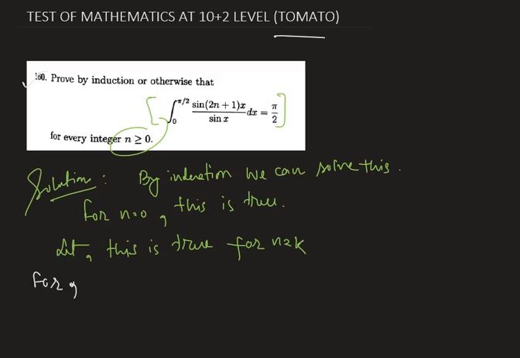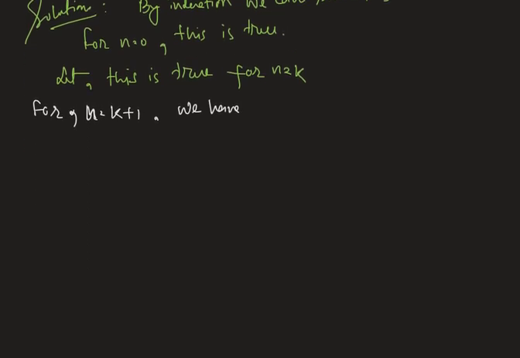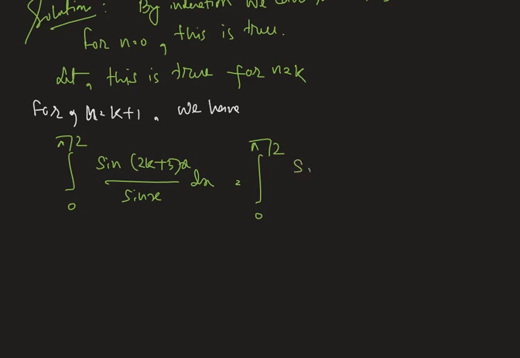Now for n equals k plus 1, we have integration 0 to pi by 2 of sine (2k plus 3)x divided by sine x dx, which equals integration 0 to pi by 2 of sine ((2k plus 1)x plus 2x), whole divided by sine x.